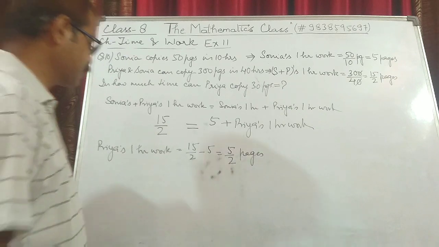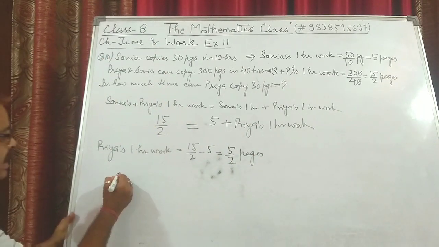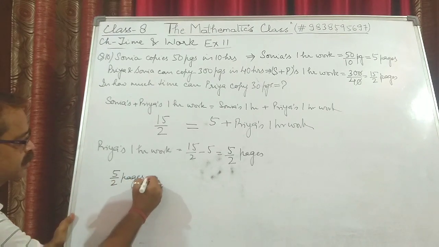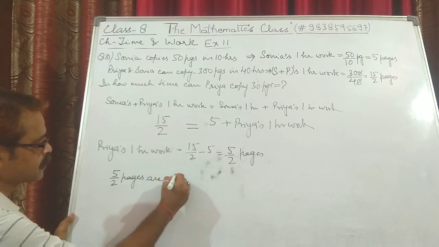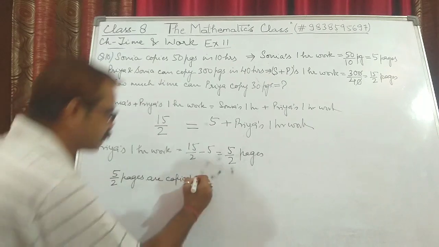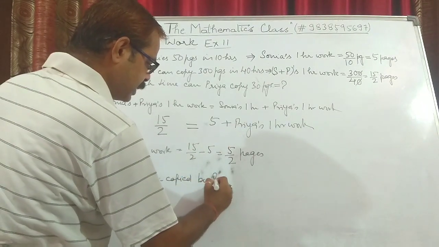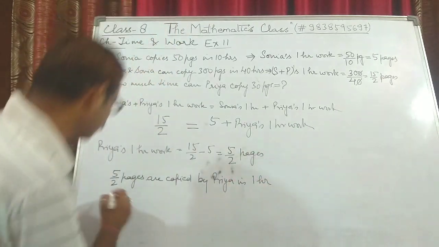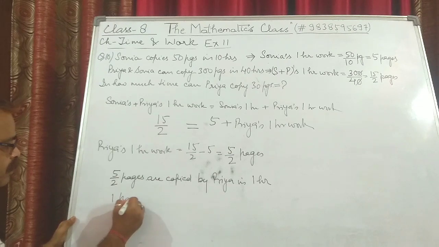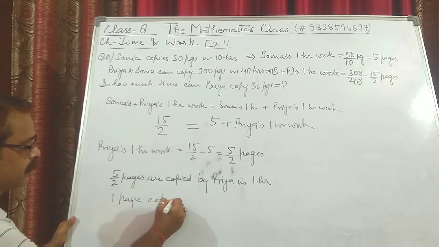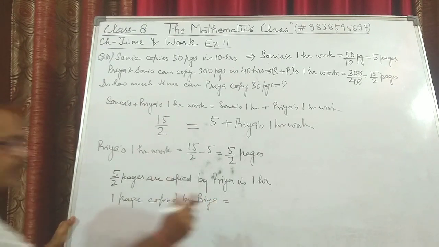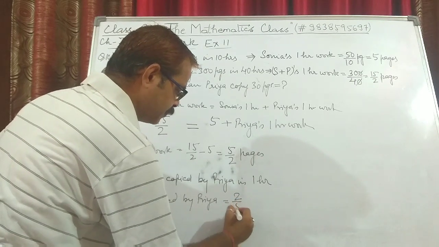So simply we can make a statement that 5 upon 2 pages are copied by Priya in 1 hour. So one page is copied by Priya in how many hours? 2 upon 5, 2 upon 5 hours.